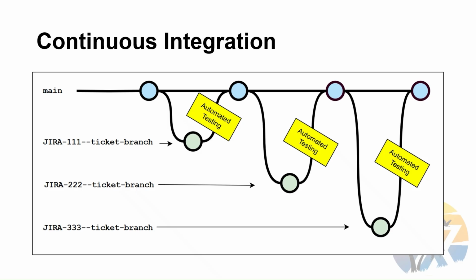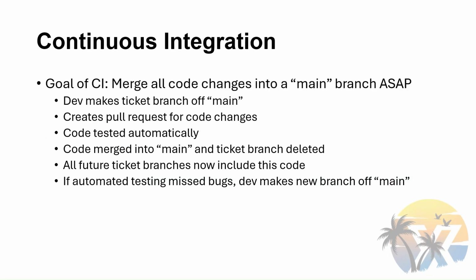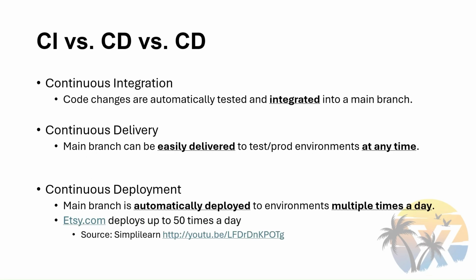So that's what continuous integration means: as a developer submits code, that code is getting merged into the working branch as soon as possible. That's what a fully continuous system would look like. So the goal, I basically already covered all this, but the goal is to merge all of the code changes into a main branch as soon as possible. So that's CI, that's continuous integration.